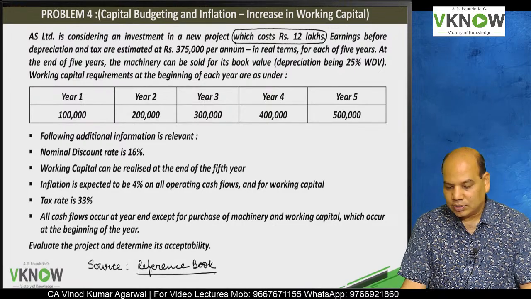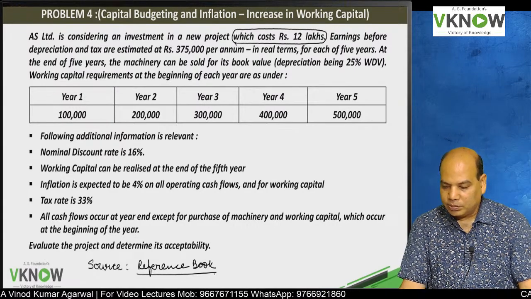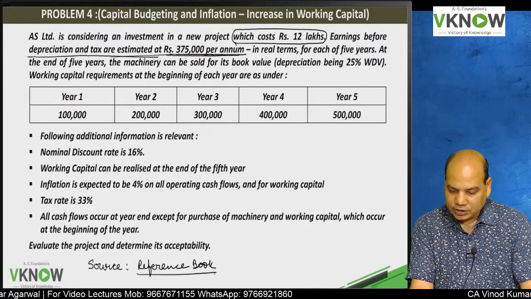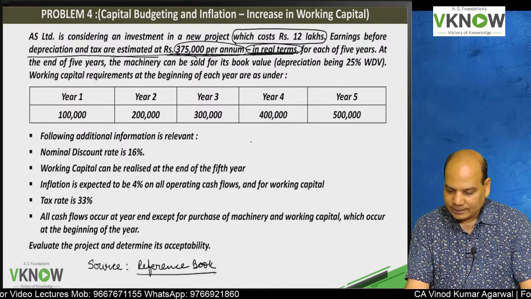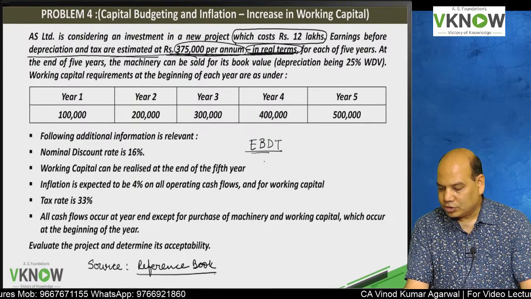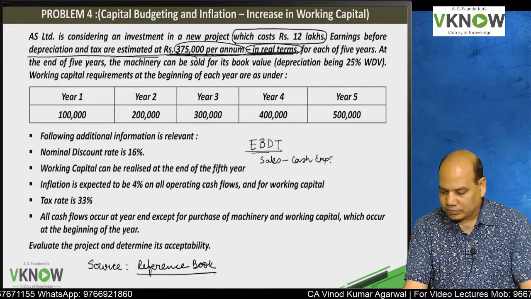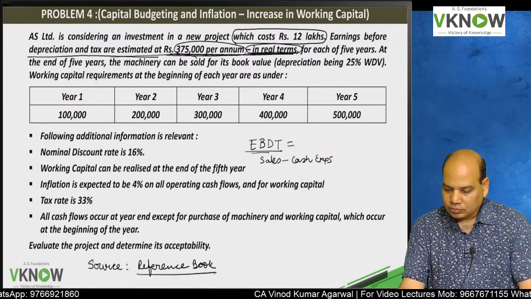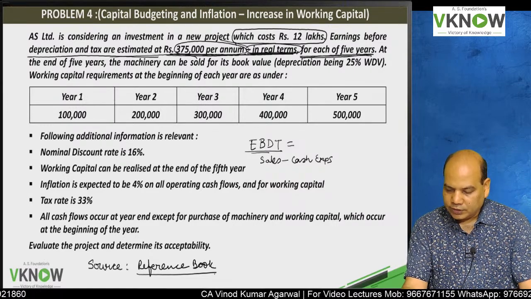Let us revise the question again. AS Limited is considering an investment in a new project which costs rupees 12 lakh. Earning before depreciation and tax are estimated at 3,75,000 in real terms. Very good. Underline. So this EBDT, earning before depreciation and tax, basically means sales minus cash expense, in real terms for each of the 5 years. So this is 375 in real terms.